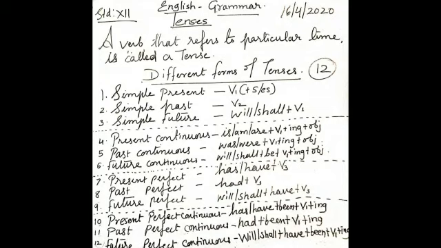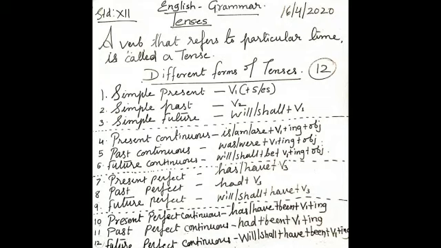Future tense, here the formula is given: subject plus will or shall plus V1. V1 means original verb. I want to tell you children, in the chart it is given V1 is present tense, original verb, V2 past tense, and V3 is past participle.